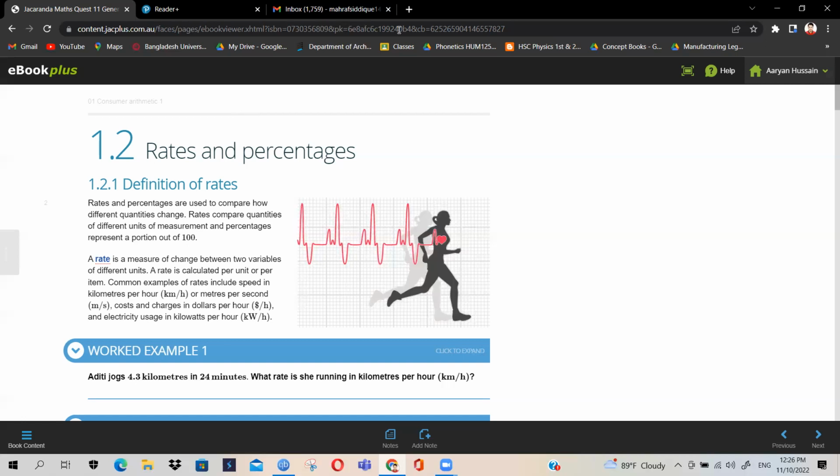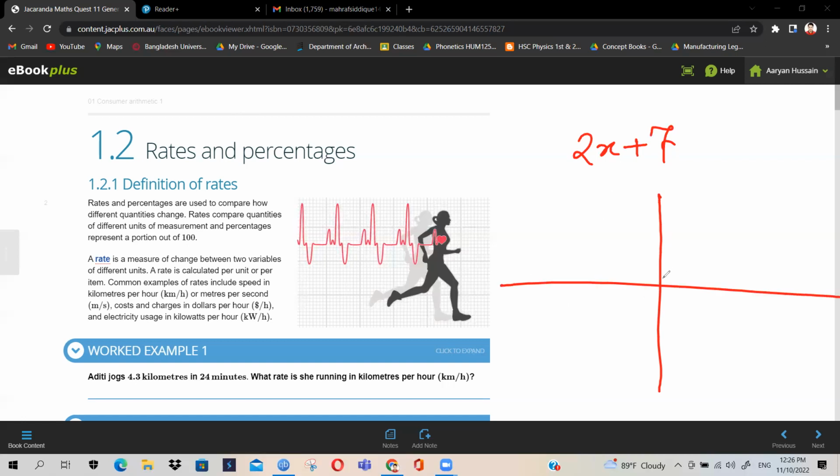Say for instance I give you the graph 2x plus 7. How many seconds do I take? 1, 2, 3, 4, say this is 7 units. Then based on that I will just cut a line. See, this will be our graph for 2x plus 7. Because we were not used to the calculator, we had to experiment, practice on our own.